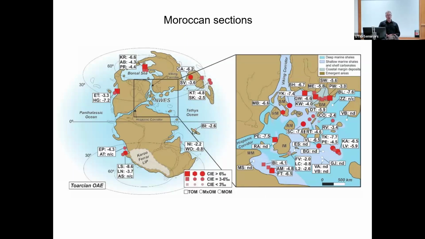Okay, so now I want to mention Morocco, because this is work that's being done by people here in the room. And Morocco, the Moroccan sections down here, so they are now in the corner of the Tethys Ocean. And you can see quite a bit further south in terms of paleogeography. Morocco is fascinating because it's one of the few places that you have really good coral reefs throughout this period of time.